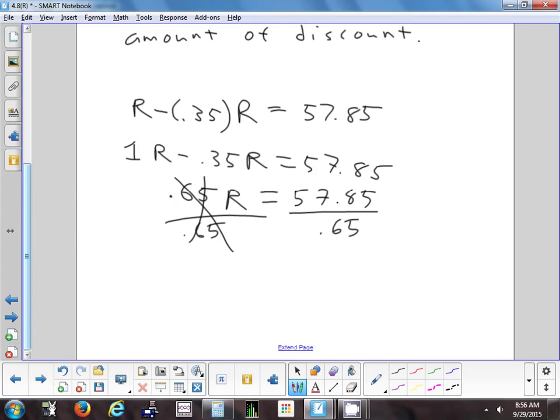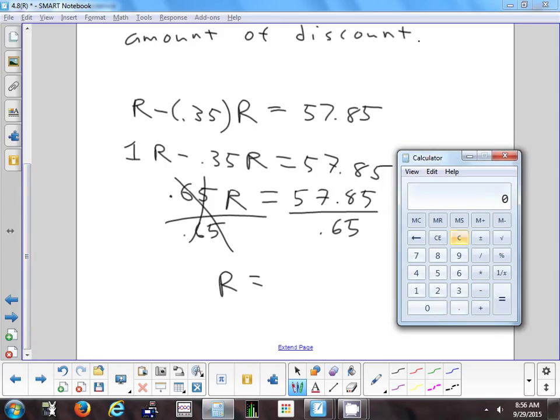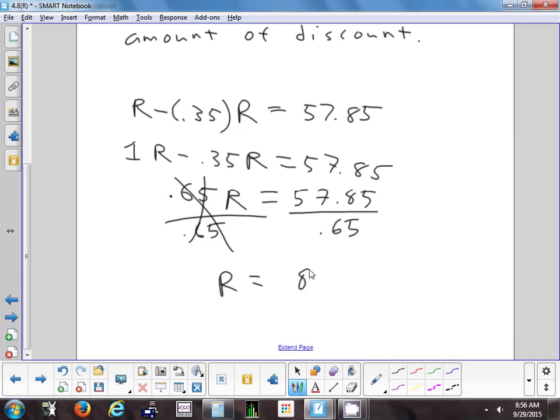Okay, are we going to try to do that in our head? No. We're just going to take our calculator. Okay, now before I even type it in, I'm already thinking if I need to round it, how many decimals? 2. All right, let's see what happens. Maybe we'll get a nice answer. Divided by 0.65. All right, so we did it. We got a nice answer. $89.